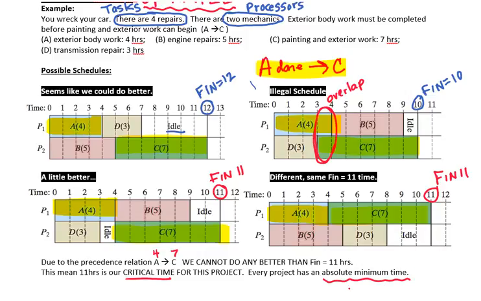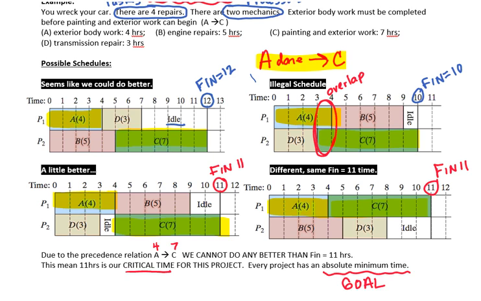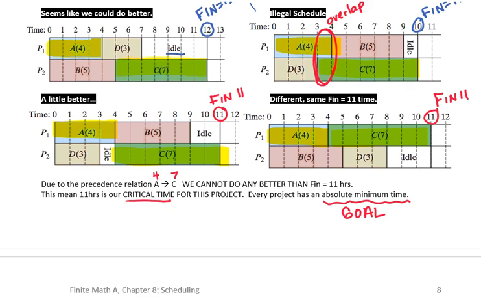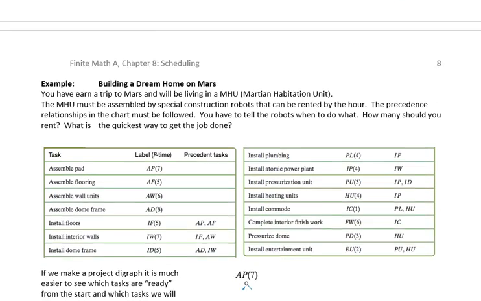But this is what our goal is for this chapter. We want to take a list of tasks, and we want to try and find the absolute minimum time it would take to get all of those things done. And we're going to use a project digraph to help us out. So how do you make a project digraph? I'm going to show you one that's already done first.